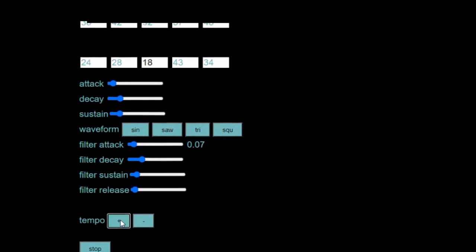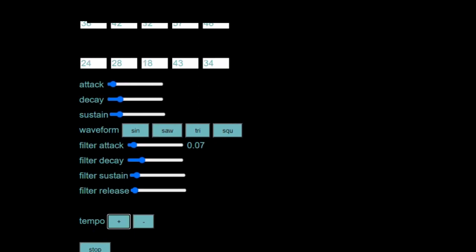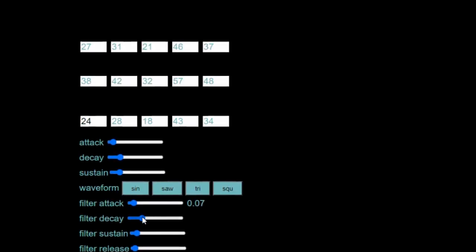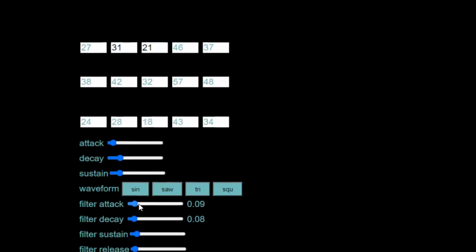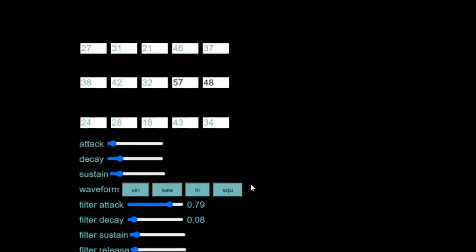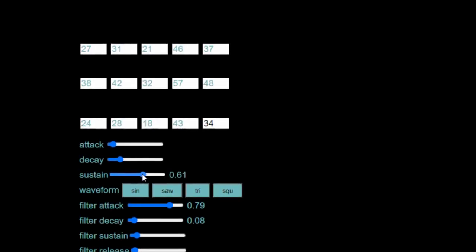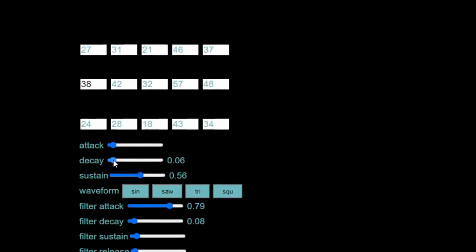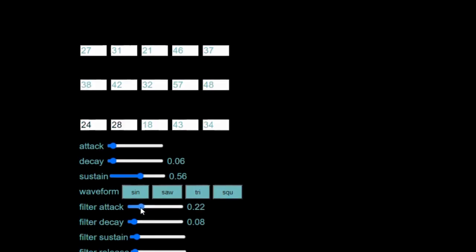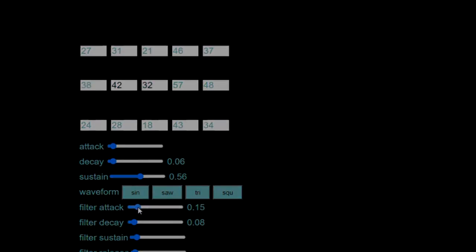The tempo can be adjusted as well. And the waveform can also be modified. There's square wave, triangle, sine wave.